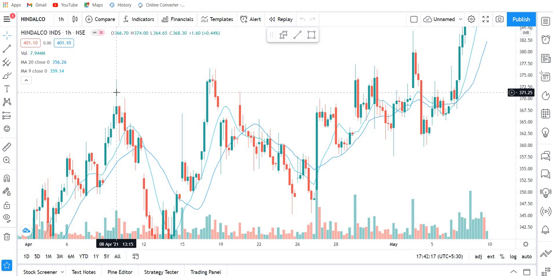So there are different ways of trading. First is positional, second is swing trading, third is intraday, and fourth is scalping. Intraday stock selection we have talked about. Now we are talking about swing trading. So how is swing trading different from the other forms of trading?